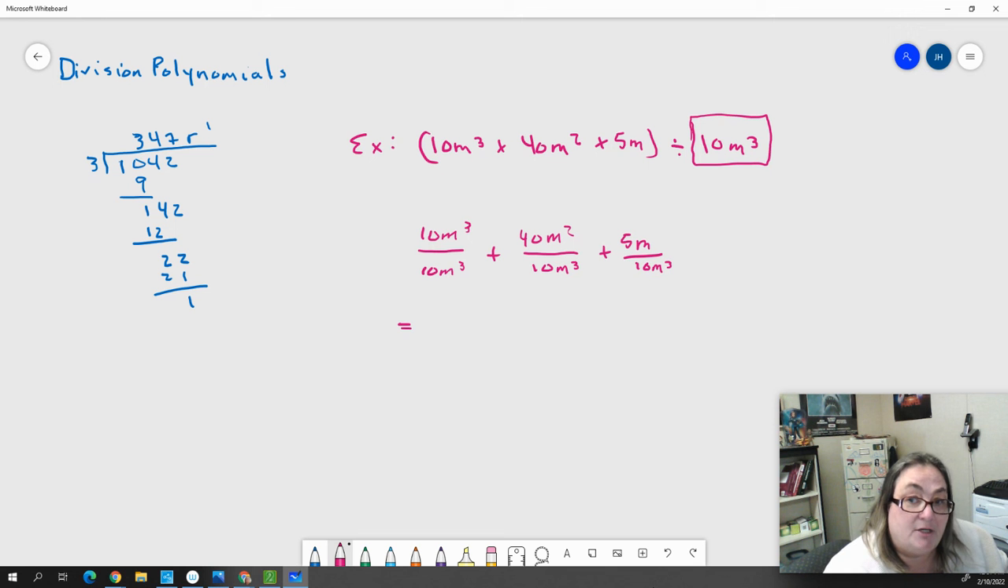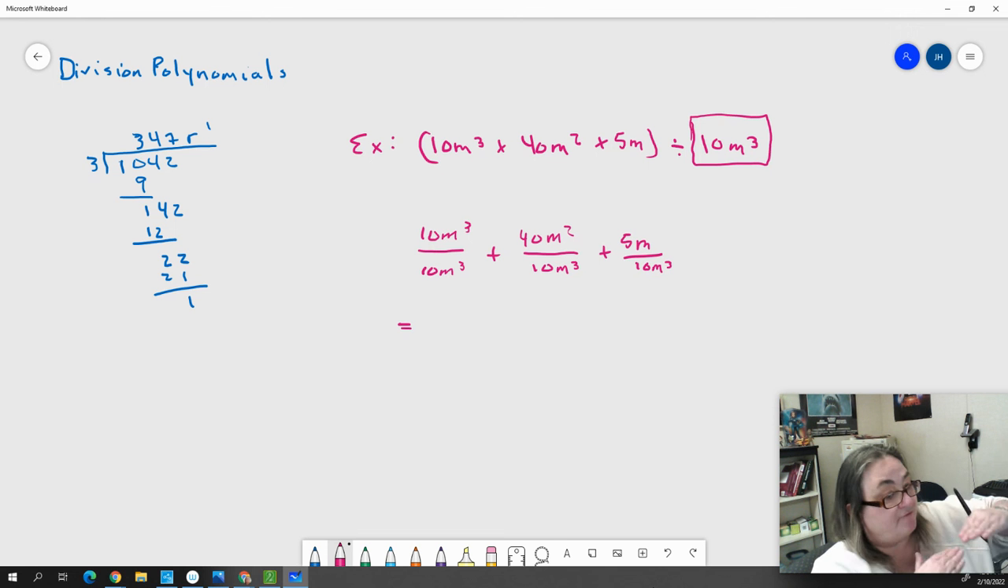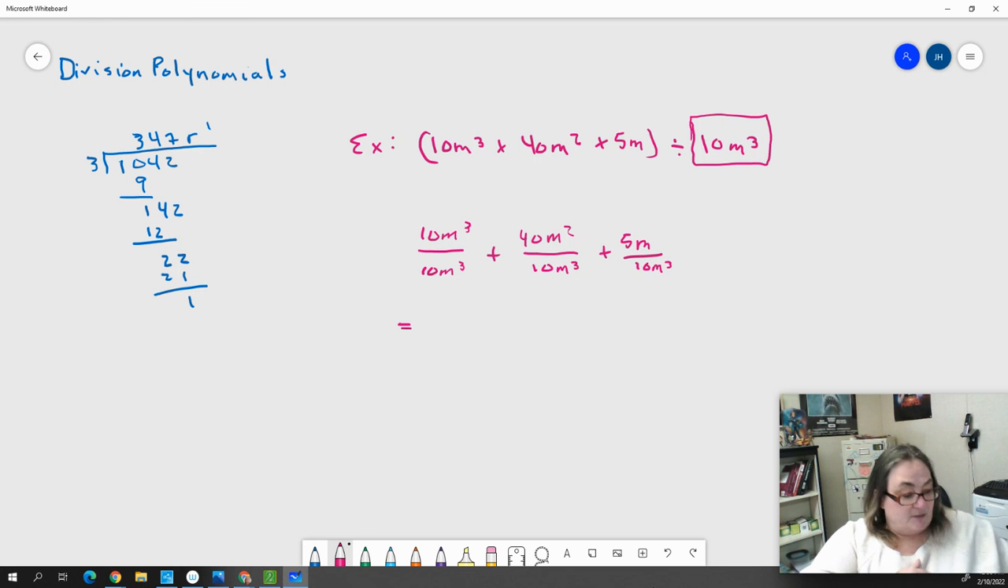Now, 10m cubed divided by 10m cubed is just 1, right? Any fraction over itself is just 1. And so when I look at this, I go, well, that's 10m cubed over 10m cubed. That's just 1, right? Just like 3 over 3 equals 1. Same thing here, I'm going to go, well, plus, what we've got, 40, right, divided by 10. Well, that's 4.